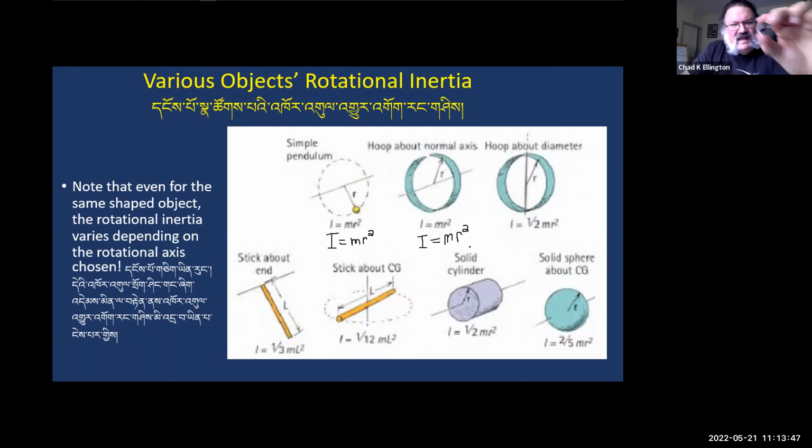And you might notice that it has the same moment of inertia as the pendulum. And it's because the mass of the ball is that distance r away. And also for the ring, the entire mass is a certain radius away.